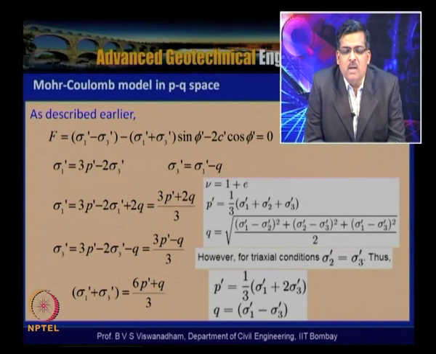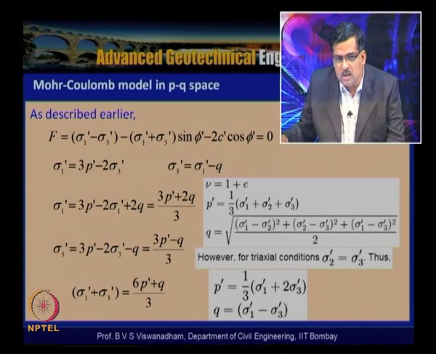And similarly, when we have taken sigma 3' is equal to 3P' minus 2 sigma 3' minus Q, with that we have got 3P' minus Q by 3, and then added sigma 1' to sigma 3', we have got sigma 1' plus sigma 3' is equal to 6P' plus Q by 3. When you add sigma 1' plus sigma 3', we have got in terms of P' and Q, where P' is equal to sigma 1' plus 2 sigma 3' by 3, and Q is equal to sigma 1' minus sigma 3', we get 6P' plus Q by 3.